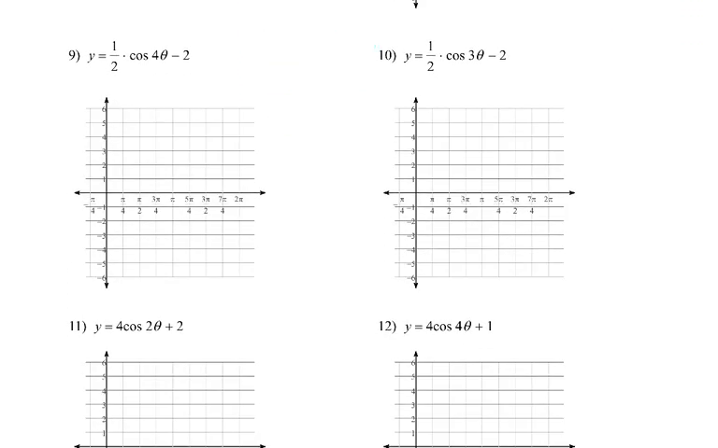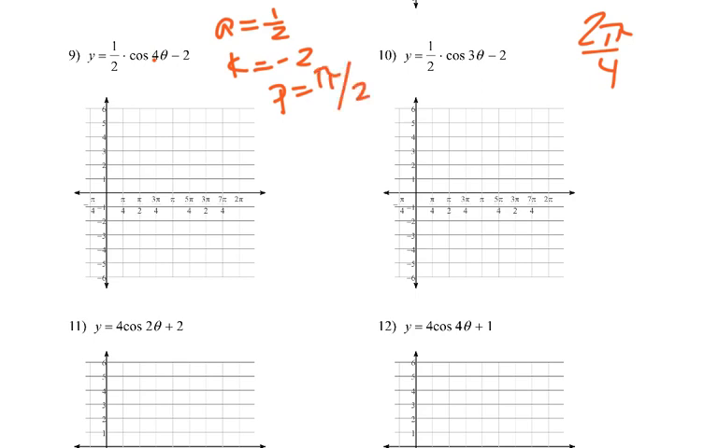Alright, now we got some cosine ones. So we got to remember the differences, right? Amplitude of 1/2, midline of -2, period of, we've got 4 again, right? 2 pi divided by 4 gives us pi halves. So midline at -2. Remember, with the cosine, we start at the amplitude. So I start up here at 1/2. I also end 1/2 above. In between, I go 1/2 below, and then in between and in between, we're on the midline, so it looks like that.